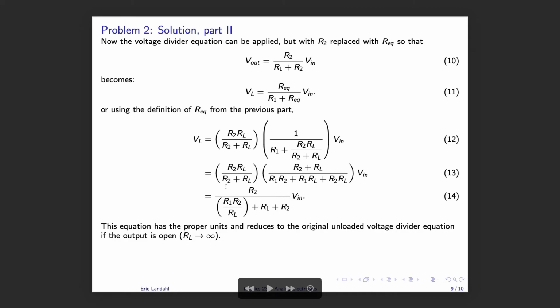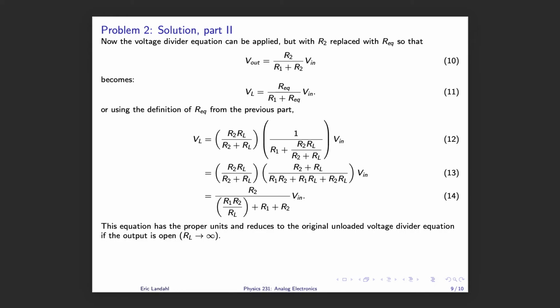And indeed it is. We have units of ohms on the top, and on the bottom, the expression in the parentheses here has units of ohms. It's an ohm squared over an ohm, which is an ohm, plus ohms, which is still ohms. So ohms over ohms is unitless, voltage in, and voltage loaded.